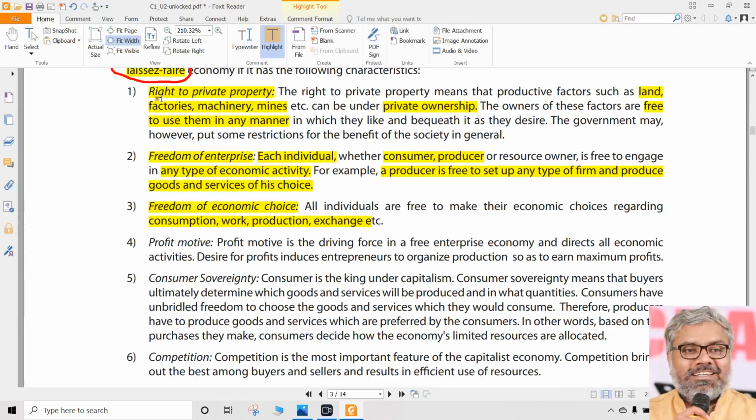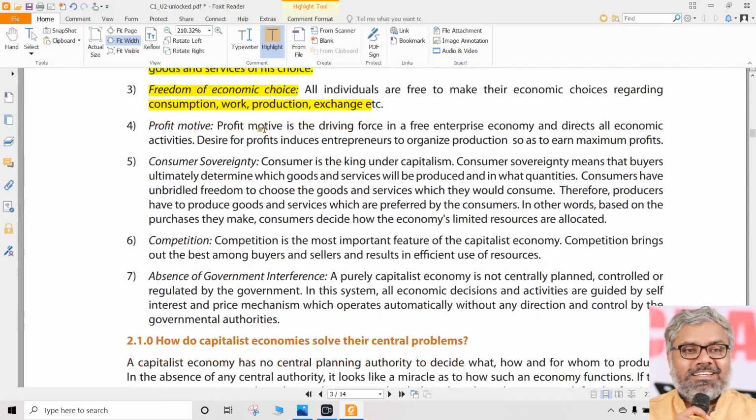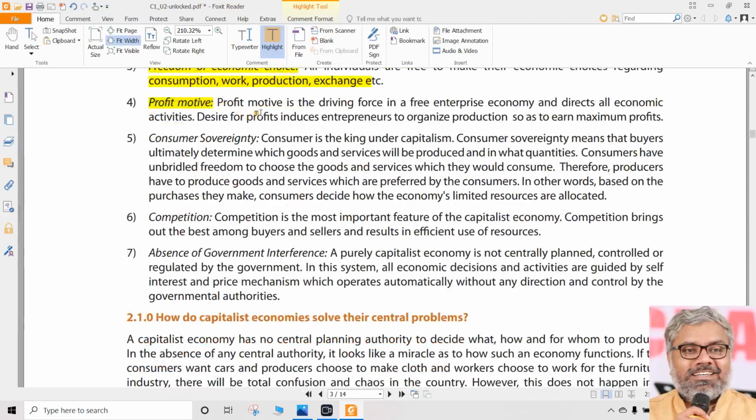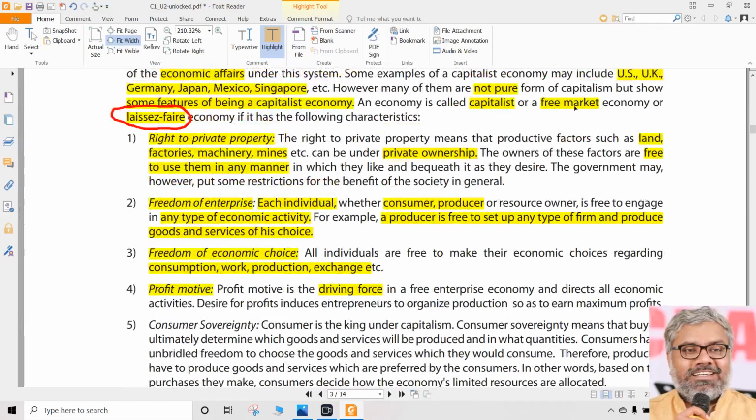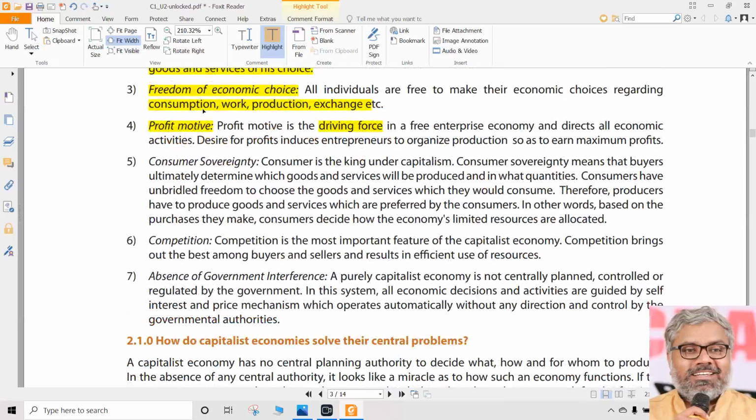So the first one is the right to private property, the second one is the freedom of enterprise. There is a freedom here. Another freedom is the freedom of economic choice, more or less the same. And as we already discussed in the core principles of capitalism, profit motive is always the driving force. Always and always, profit motive is the driving force for any economy which can be called a capitalist economy, or a laissez-faire economy, or a free market economy. In all those cases, what drives people to do these things? Profit. The desire for profits will be driving the entrepreneurs to do the production.